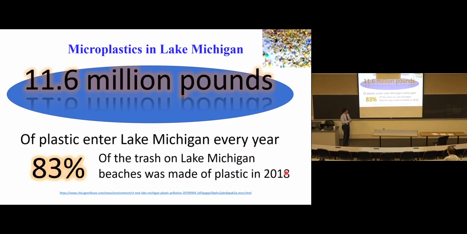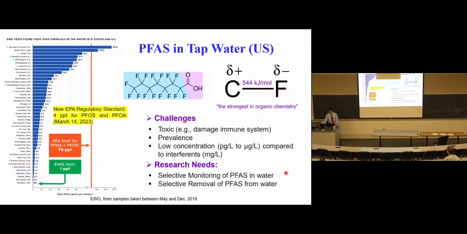Every year, we are dumping millions of pounds of plastics into Lake Michigan. Eventually, it will be present in the water in the form of microplastics and nanoplastics. Even in 2018 alone, if you look at the trash dumped on the Lake Michigan beaches, 83% of it is plastics. So that creates a lot of challenges for us.